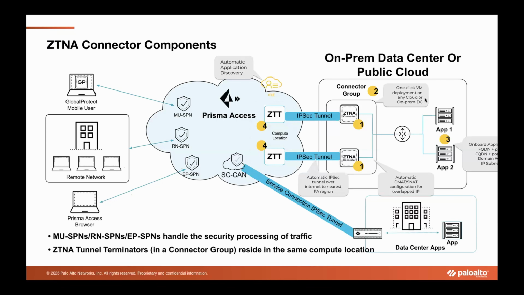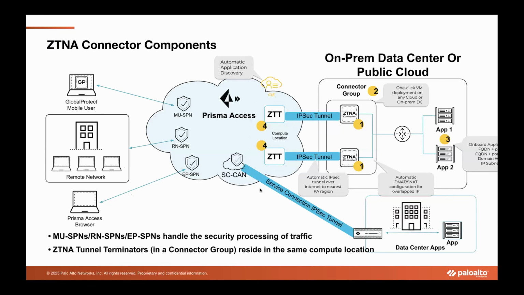It's a one-click VM deployment on any cloud or on-prem data center. It's very easy to deploy. We have automatic DNAT and SNAT configurations for overlapped IPs, which is done on the ZTNA connector to reach the private applications. We can onboard the applications based on an FQDN, a wildcard-based entry, or an IP subnet-based entry. And as I mentioned, the applications can be discovered automatically using the multiple capabilities mentioned before.